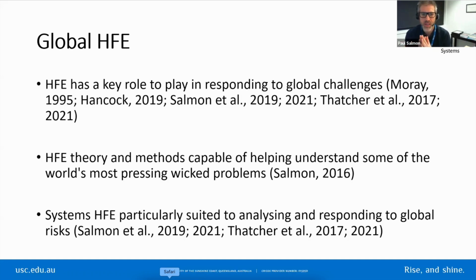We do have a set of theory and methods that are capable of helping to understand some of these issues. And I'm talking particularly here about systems HFE. We feel strongly, and Andrew does as well, that systems HFE is really suited to analysing and responding to these global risks. Why do we say that? Largely because these methods are designed to describe overall complex problems and complex systems. The key point is that they look at the interaction between different parts of a system and what emergent behaviour arises from that. And I think that has an important role to play in responding to some of these issues.